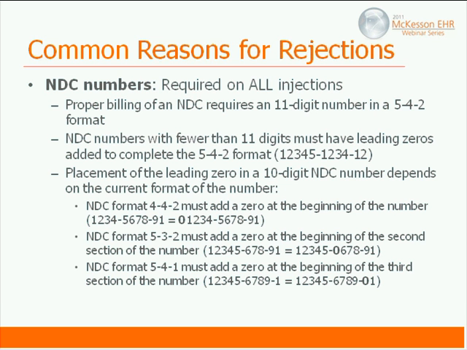Also, NDC numbers are causing issues for all injections. They are now required on all injections, and there's a very specific 11-digit format. They have to be in a 5-4-2 format, and any NDC numbers that have fewer than 11 digits need to have leading zeros in a variety of places based on what their format currently is. So on this slide here, you can see the various formats and where that leading zero would need to go. And I should mention that this presentation deck will be sent to you, so you don't need to feverishly write this information down. You can have it for future reference.